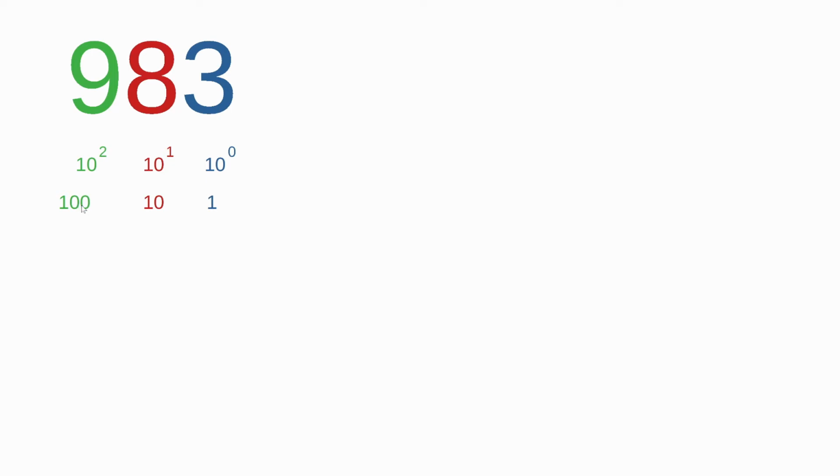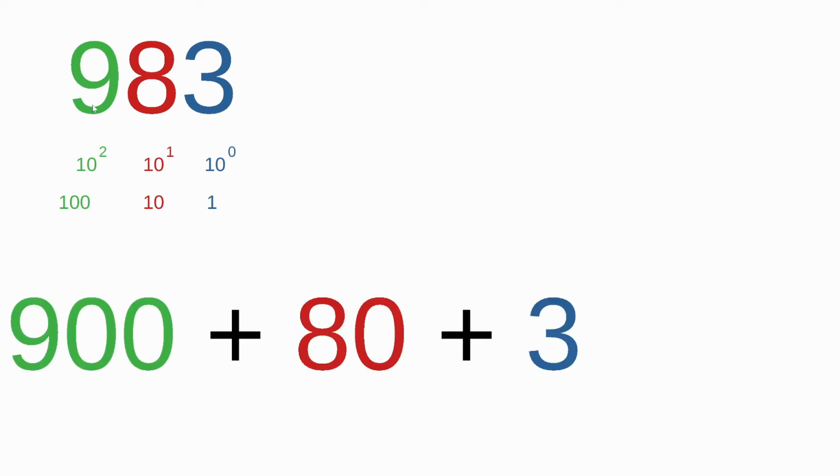So if we want to think about 983, what it really is, is 9 times 100, because we have 9 hundreds, 8 times 10, and 3 times 1. It's a composite of all of those numbers. So now let's consider hex.